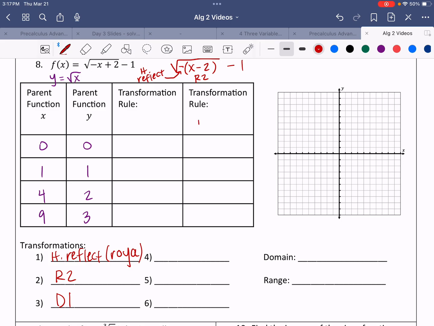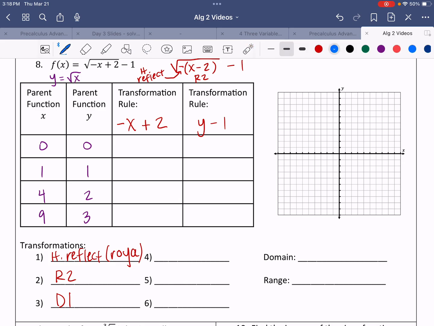So the y transformation rule is really easy. There's only one vertical change. The x's, to reflect them, we need to make them negative. To shift them to the right, we need to add 2. So in this one really unique case, what I have in my table is the same as the equation. But it's only because we have that negative 1 with x that happens in this case.